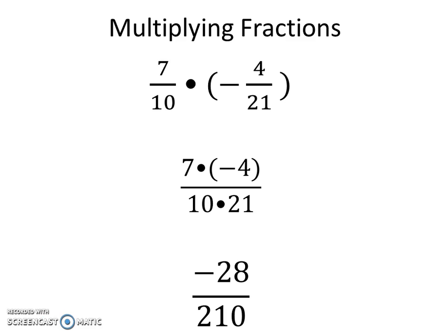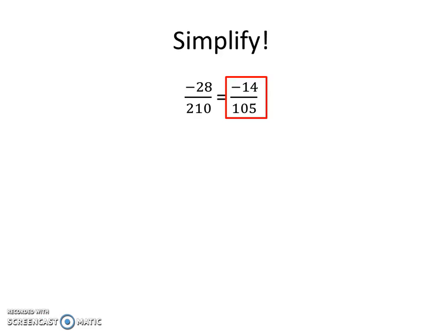So now we need to think, is that simplified? Well, I noticed that both numbers are even, so I know that 2 is going to go into both of those. If I divide 28 by 2 and 210 by 2, I'm left with -14 over 105. Many of you would probably circle this and say that's my final answer. However, it can be simplified further.